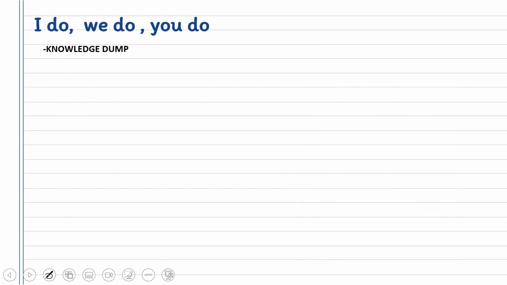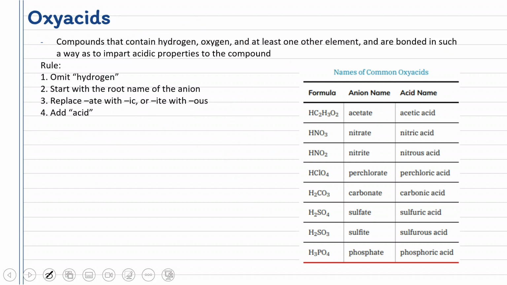Great. Now this is our last one. Oxy acids. So we're looking at something called oxy acids. Interesting. Now we're looking at a certain group of acids again. How do we know what an oxy acid is?